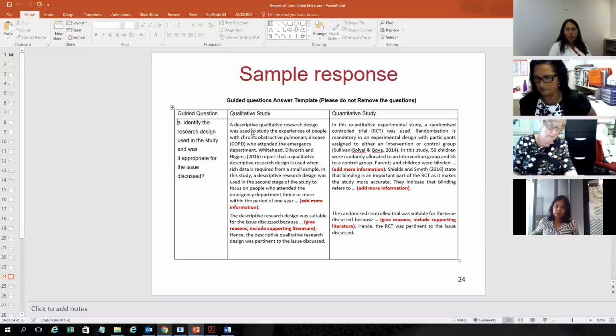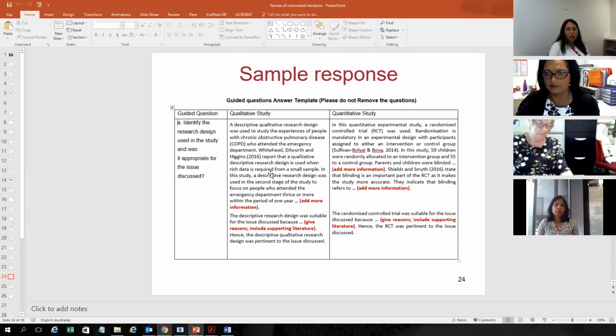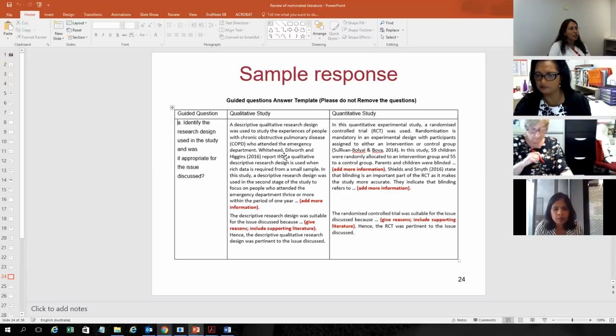Okay, so if you look at the qualitative, a descriptive qualitative research design was used to study the experiences of people with chronic obstructive pulmonary disease who attended the emergency department. Then you can refer to literature. Whitehead, Dilworth, and Higgins report that a qualitative descriptive research design is used when rich data is required from a small sample. So state what design was used, then link to literature to back up that design.